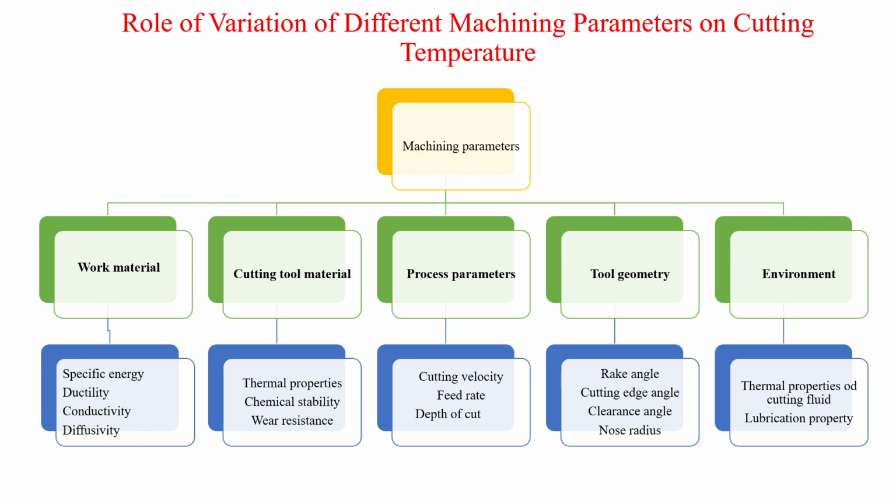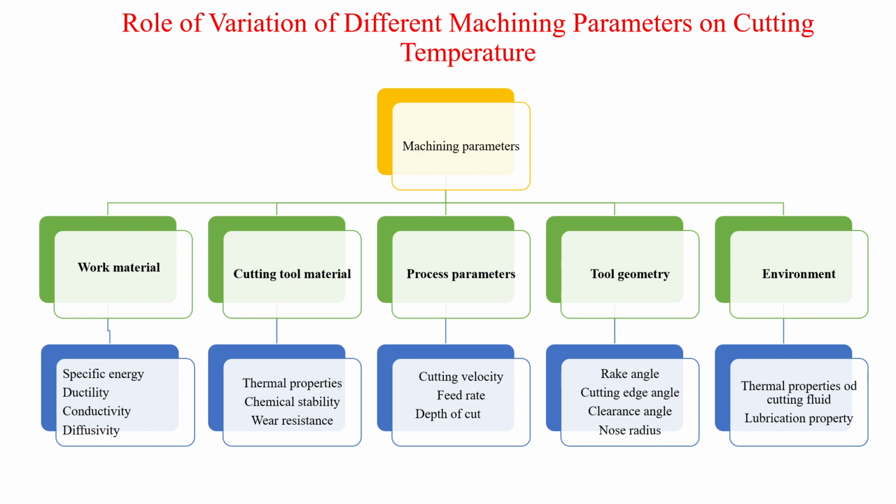Because ultimately when you are cutting the workpiece, the workpiece has to plastically deform, right? The workpiece has to plastically deform. So then only the dislocation will move, the shearing will happen and the chip will form. So ductility is one of the most important factors. One is the conductivity. How conductive is the workpiece so that it can transfer the temperature? It will not keep the temperature. It will transfer the temperature throughout its body. And one is the diffusivity. So these are the 3-4 factors in the work material which play a very important role in determining the variation of cutting temperature: specific energy, ductility, conductivity, and diffusivity.